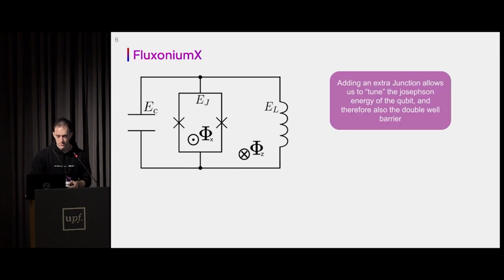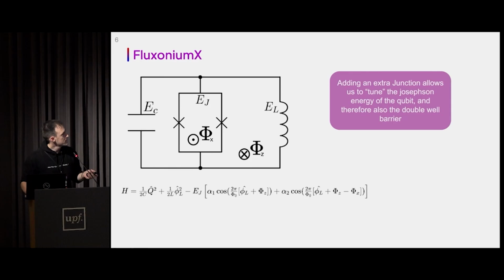So what we can also do is add some more tunability to the fluxonium, and we do this by adding an extra junction. And then the potential looks like this, the Hamiltonian, where we have these two terms of alpha that account for the asymmetry in the junction. And this is often due to fabrication errors.